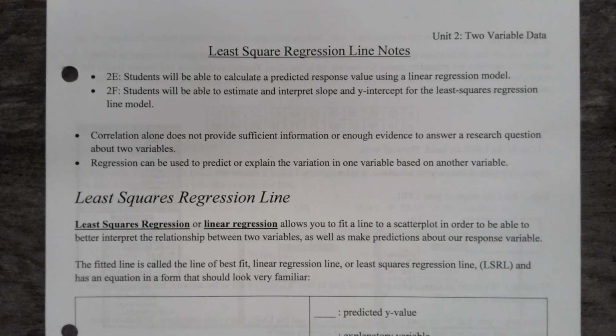values. And we're also going to actually write equations that fit our scatter plot. And we're going to find our line of best fit or our least squares regression line. And we're going to look at interpreting the slope and the y-intercept of the problems as well. So sometimes correlation alone doesn't really provide sufficient enough information to answer some type of statistical or research question that we'll be looking at. Regression can really be used to predict or explain.